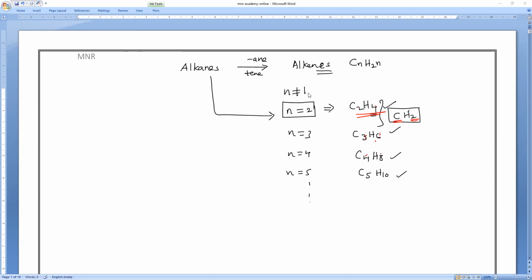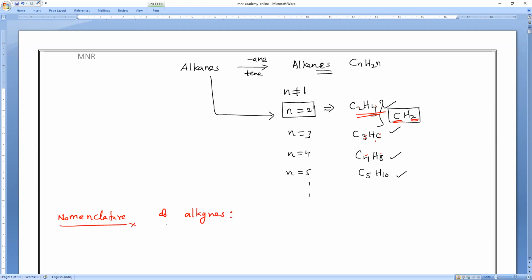As I said in yesterday's class, I told you to write homework, nomenclature of alkynes. Am I right, everybody? I hope around 30 people have done it. Others, I don't know what is happening. So nomenclature of alkynes, if you have done it.